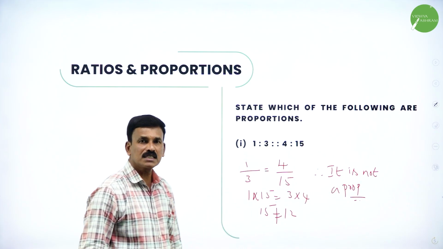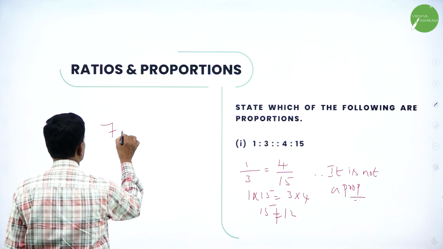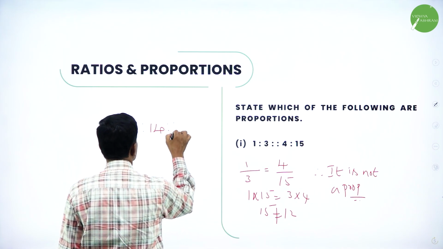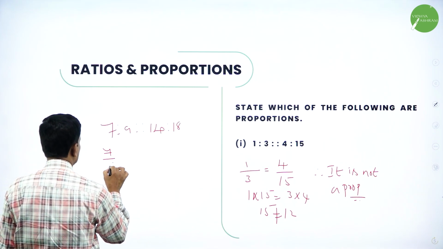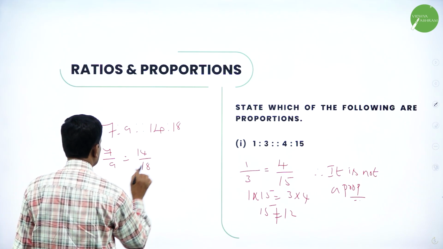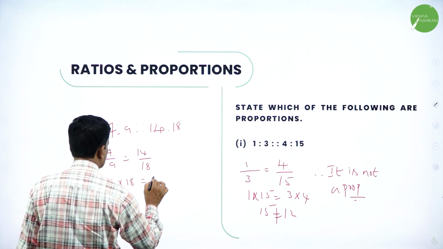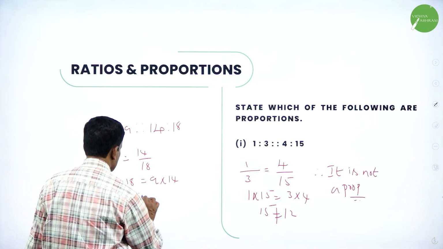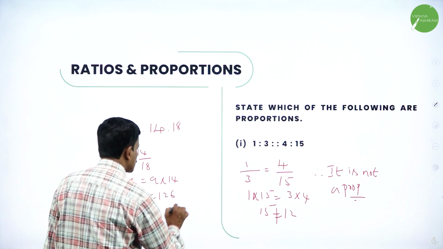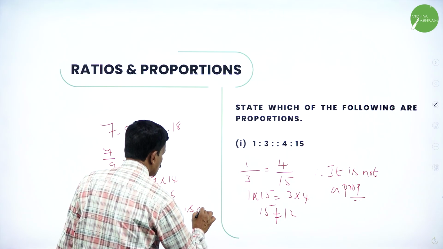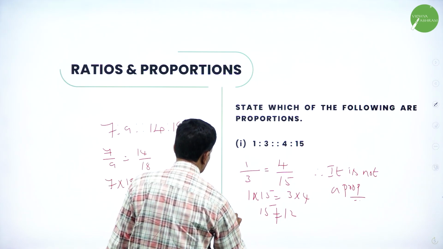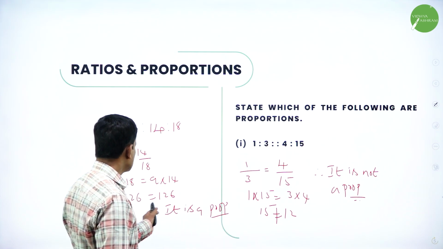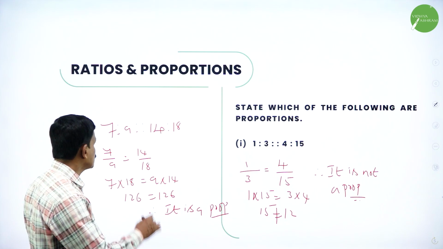Now let us take similarly 7 is to 9 is to 14 is to 18. Then I will write 7 by 9 is equal to 14 by 18. 7 into 18 is equal to 9 into 14. So this is 126 is equal to 126. Therefore, it is a proportion. The first one is not a proportion because 15 is not equal to 12, and this is 126 is equal to 126, therefore this is a proportion.